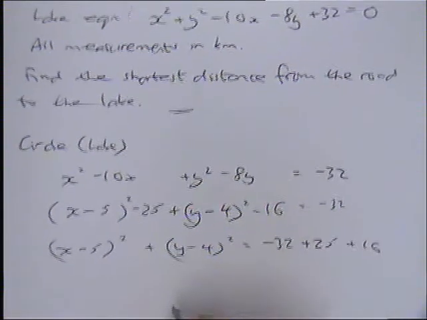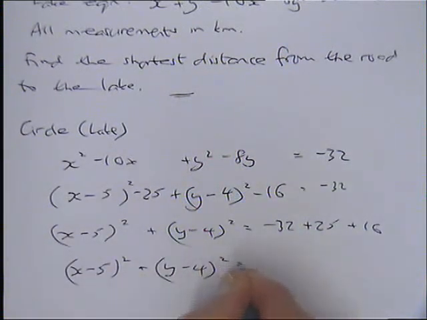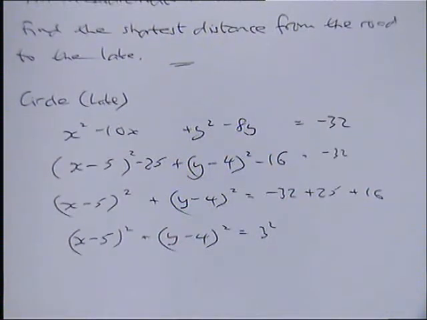Right, has anybody worked out what that is on the right yet? 9, and then so it's 3 squared. Yes, that is what I've got down here. That is what it should be.